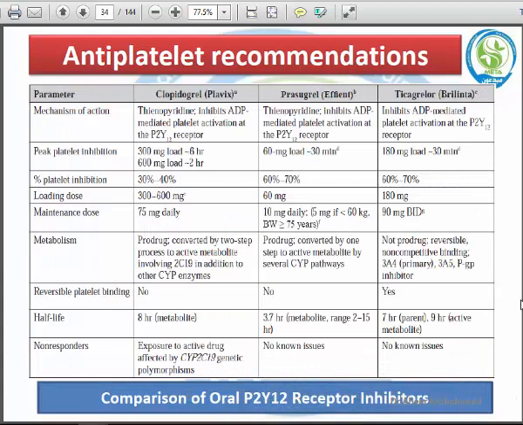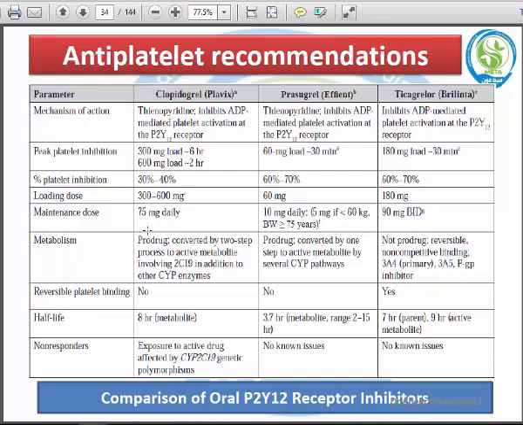This is a monograph of the antiplatelets. في حاجات معينة نحن المفروض نكون عارفينها regarding loading dose of antiplatelets. Loading dose of clopidogrel is 300 up to 600 milligram. Loading dose of prasugrel 60 milligram. Loading dose of ticagrelor 180 milligram. Maintenance dose 75 milligram daily for clopidogrel and 10 milligram daily for prasugrel. 90 milligram BD, that means twice a day, for ticagrelor.